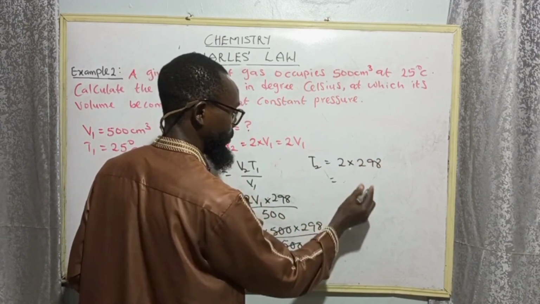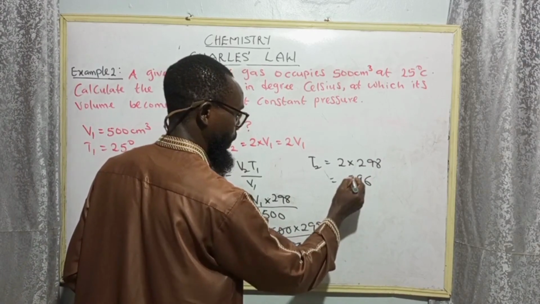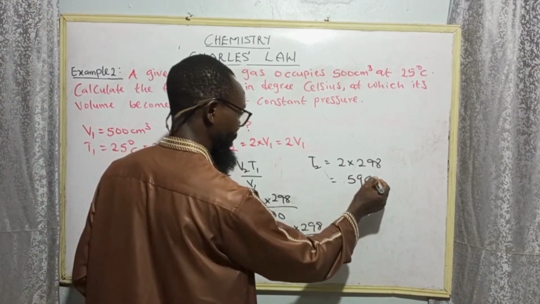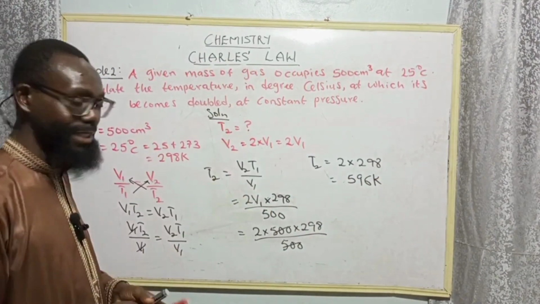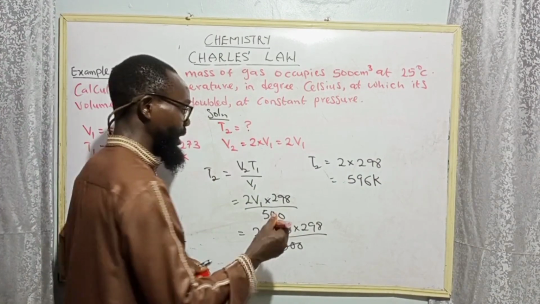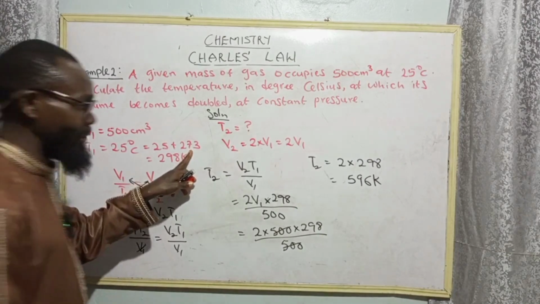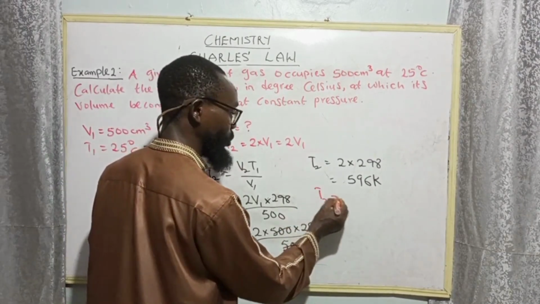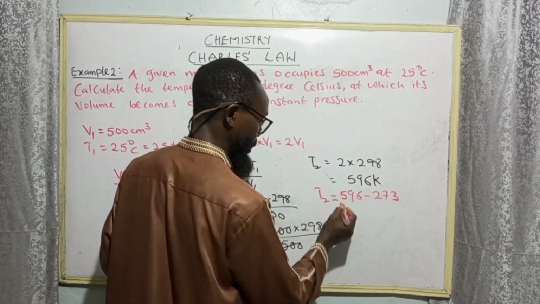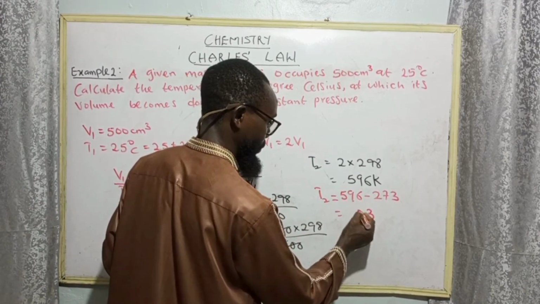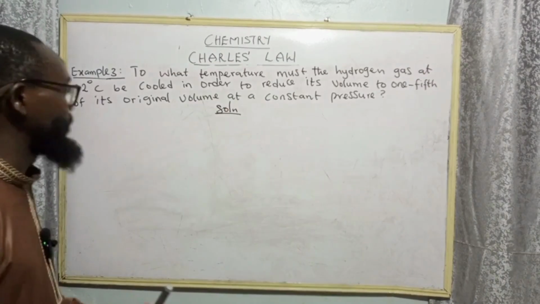We have 596 Kelvin. But we are told to find our answer in degrees Celsius. Meaning, when you are converting from degrees Celsius to Kelvin, we add 273. So if you are now converting back to degrees Celsius, you subtract: 596 minus 273. So we have 323 degrees Celsius.